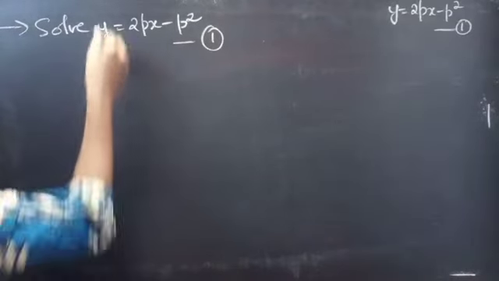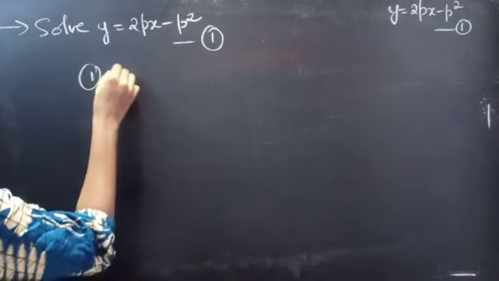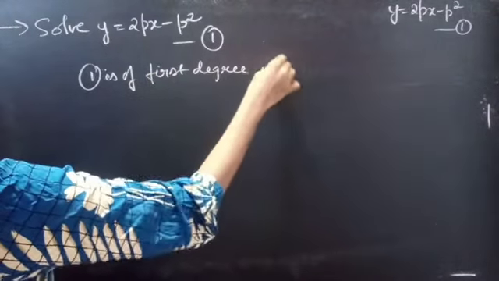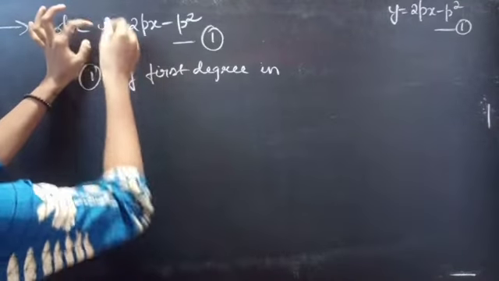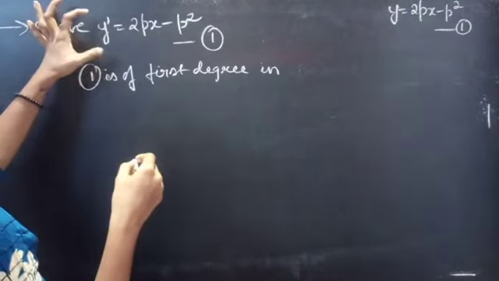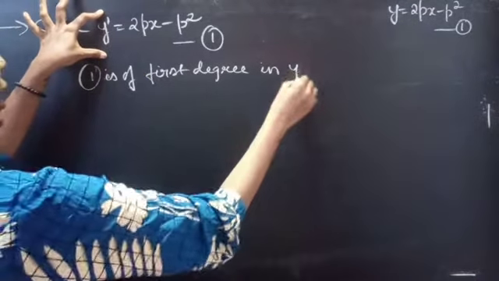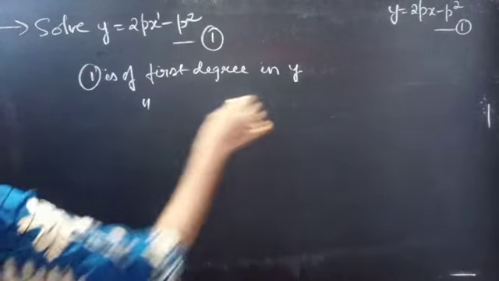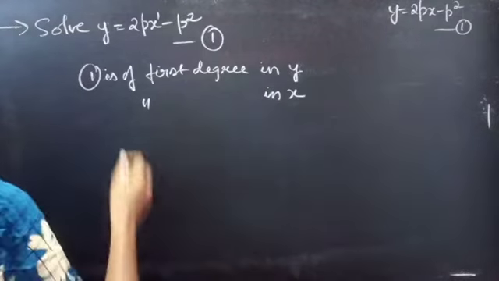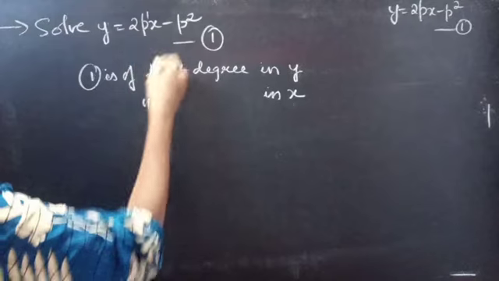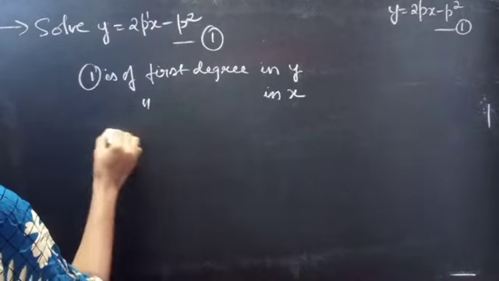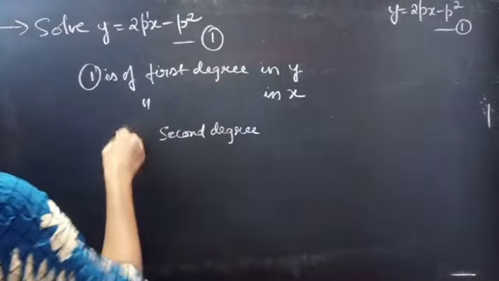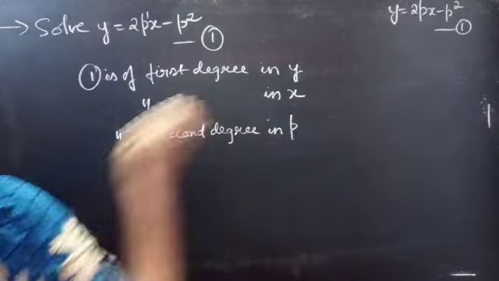So here, observe the powers. If you take y, the power of y is 1, so we can say that equation 1 is of first degree in y. Likewise, if you observe x, you have x power 1, and also equation 1 is of first degree in x. If you notice p, you are having p square and p power 1, so 2 will be the degree, second degree. Equation 1 is of second degree in p, right?